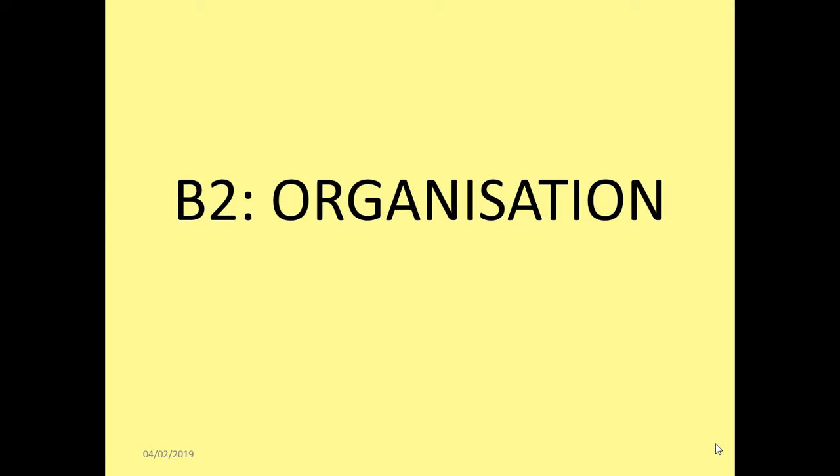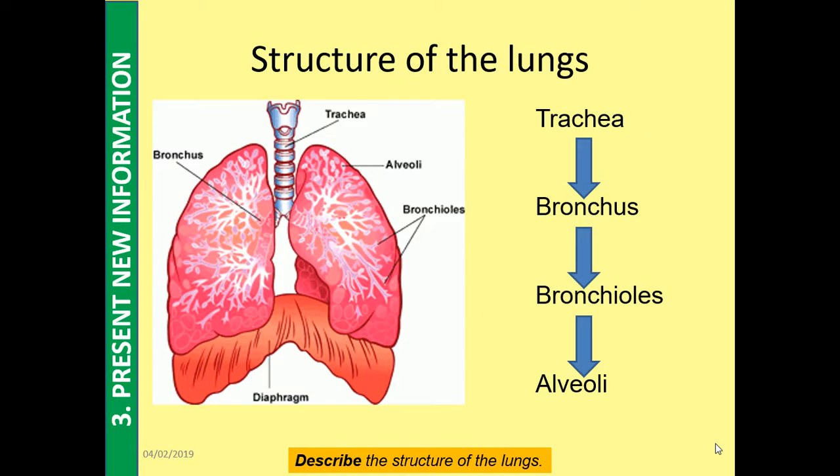This video is from the topic B2, organisation, and this time looking at the structure of the lungs. So we can see here the structure of the lungs. We start off with the windpipe, which we call the trachea. That splits into two branches that go one into each lung called the bronchus. Bronchus is a single branch, bronchi, both branches together, the plural. They branch out into many branches called the bronchioles, and then they end with these tiny air sacs called alveoli.